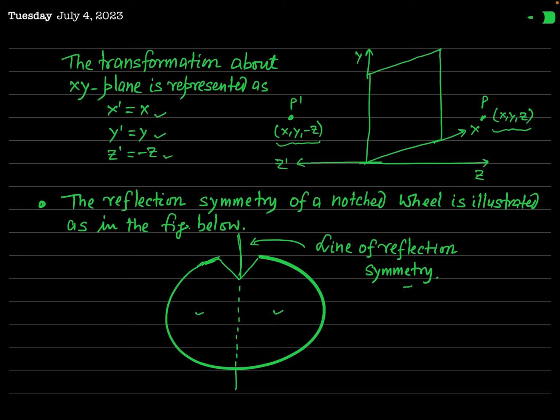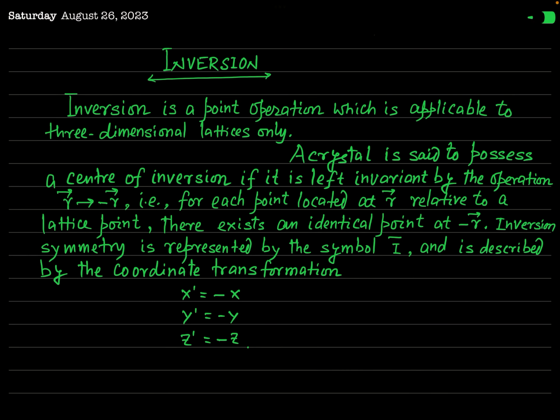So this is all about reflection symmetry, and in this case we are talking about point symmetry. Reflection symmetry is also an example of a point symmetry, as you have seen in the case of rotation symmetry. Now we will see the fourth basic symmetry operation, which is called inversion.